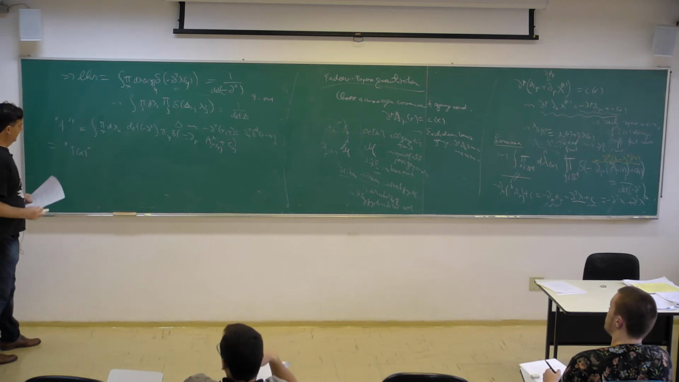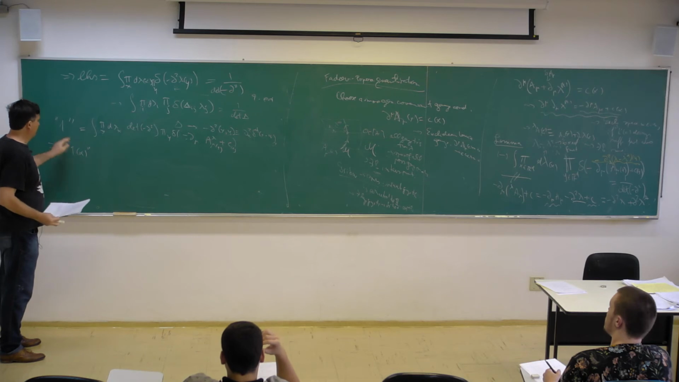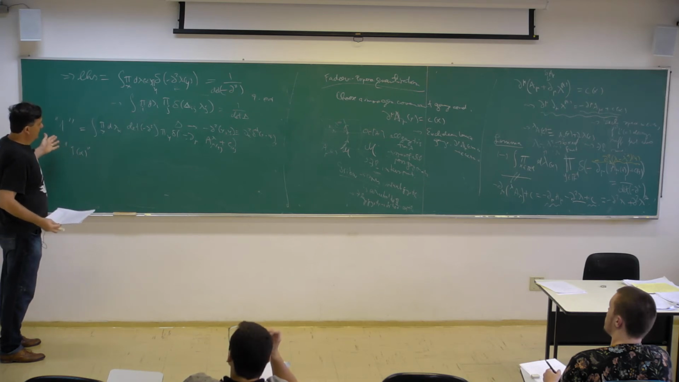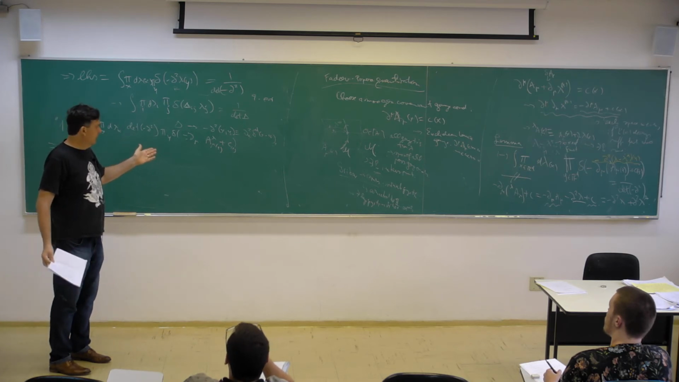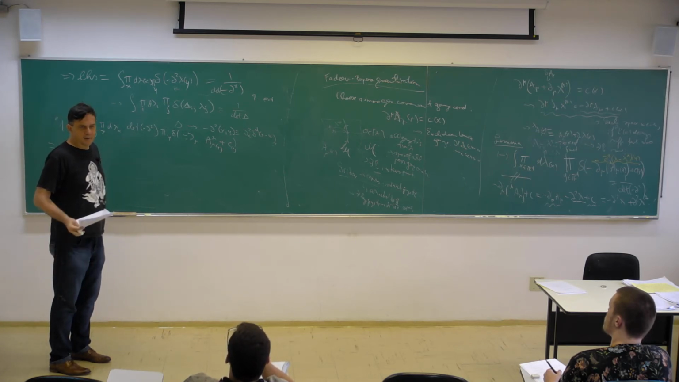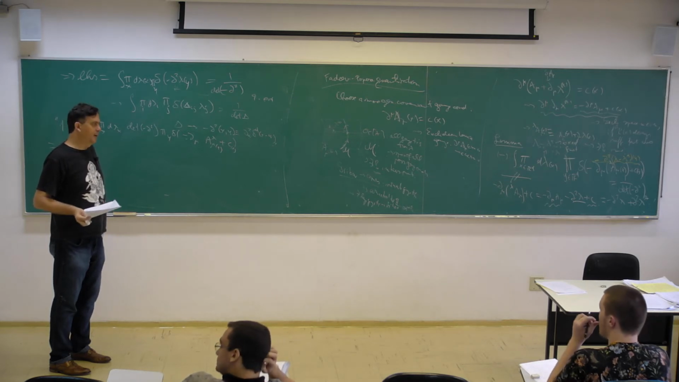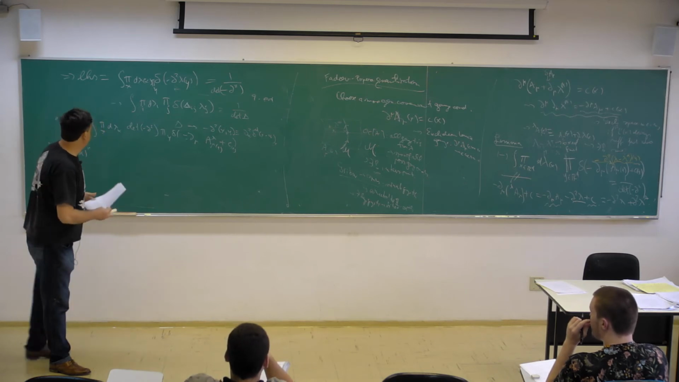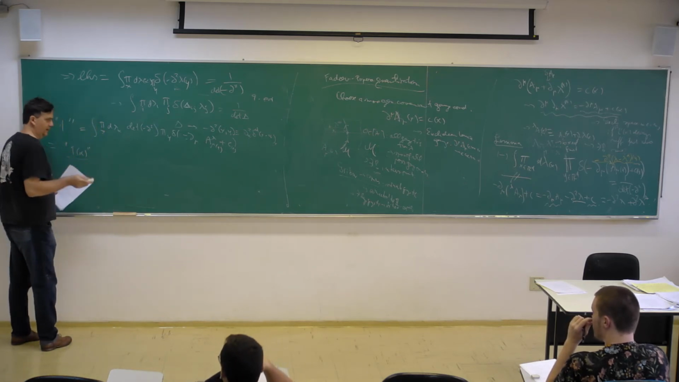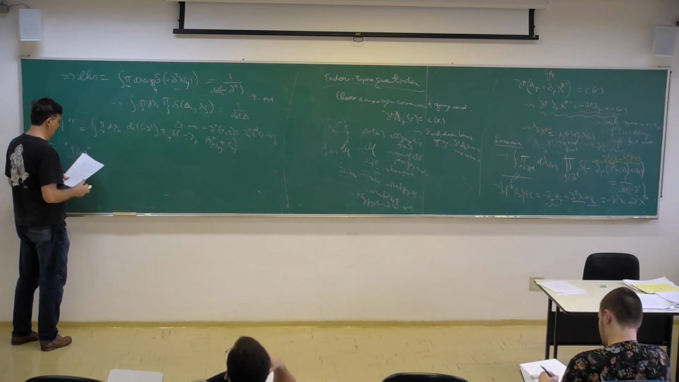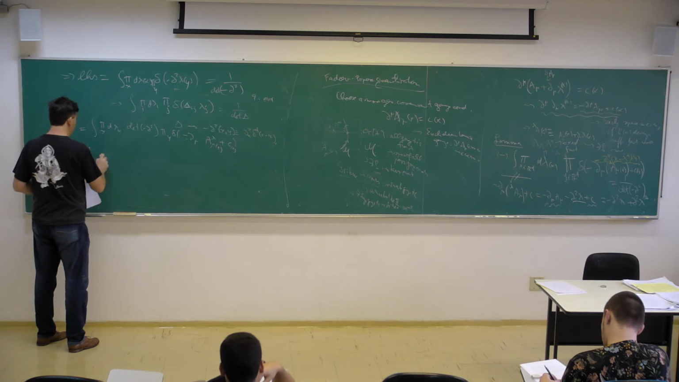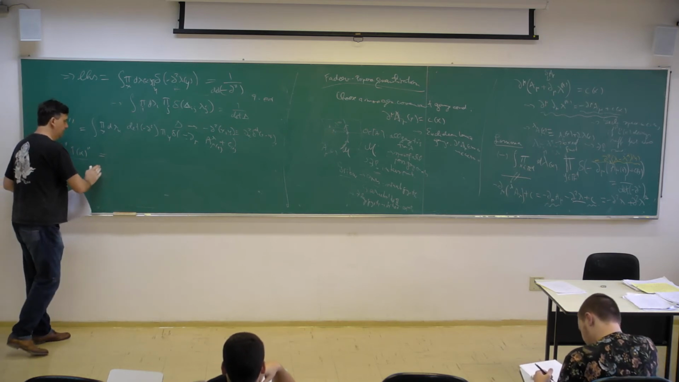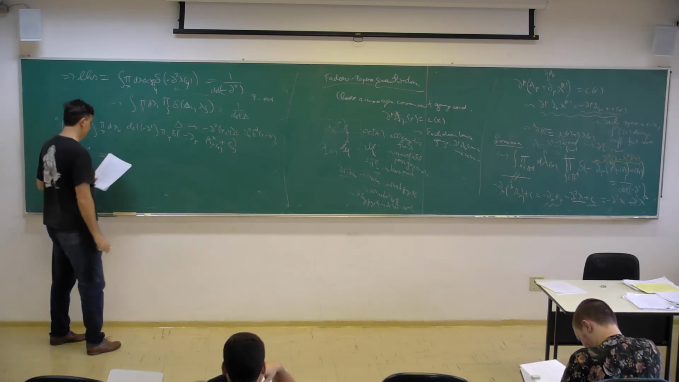I write 1 of lambda, 1 of alpha, by which I mean anything that does not depend on my variables is a constant from the point of view of ratios of partition functions, and therefore it's irrelevant. So I call it 1 of alpha, by which I understand that it's something that will not give any contribution in physical quantities.